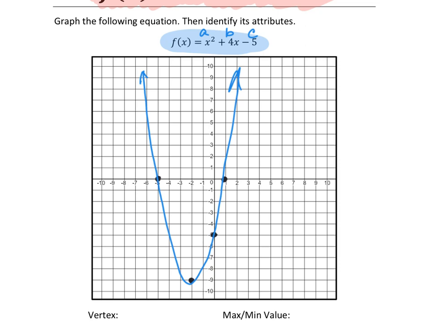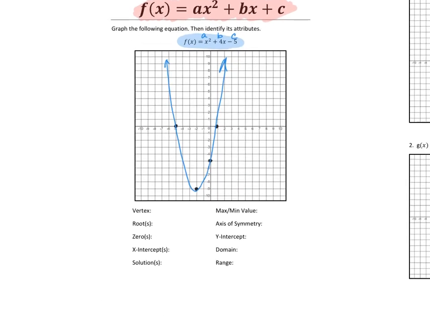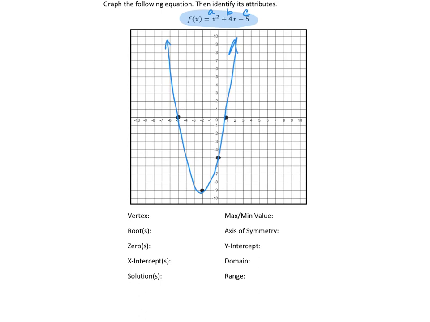And now that we have it graphed, we go back to what we did before and answer all the vocabulary questions. If we look at this graph, you've already told me, and it's in your Desmos, what's your vertex? -2, -9. So your vertex is a coordinate point, -2, -9. That's one of the points that comes up on your Desmos. It will tell you the vertex.